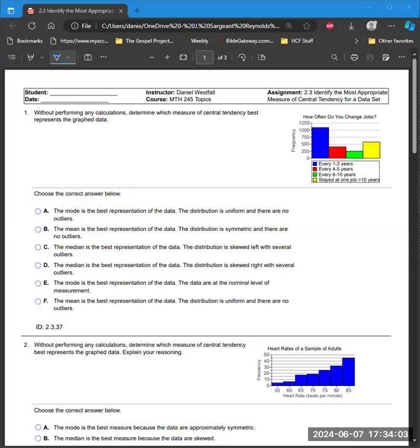In this video, we're going to identify the most appropriate measure of central tendency for the data set. Without performing any calculations, determine which measure of central tendency best represents the graph data. In this case, the mode is the best representation of the data. The data are at a nominal level of measurement. We can't do any calculations for mean or median because there are just labels there.